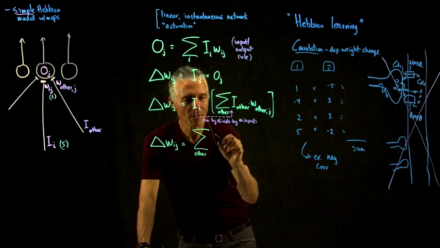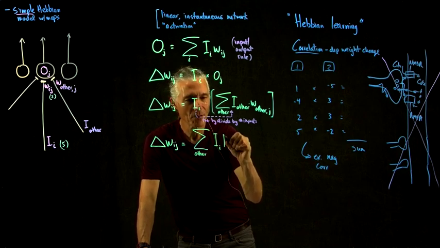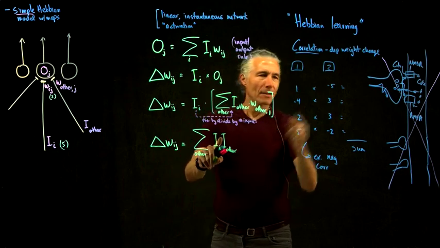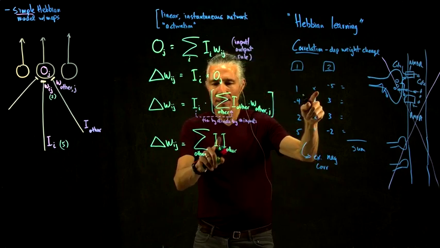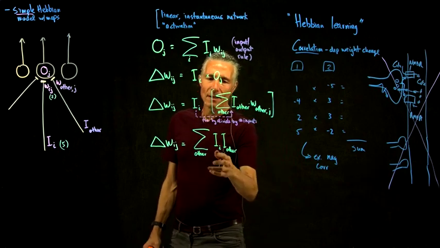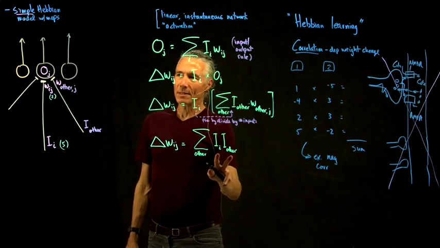And what are we summing? We're summing basically the correlation of input I with every other unit. That's a multiplication there. That's a correlation. So a Hebb rule breaks down really to the correlation between inputs.